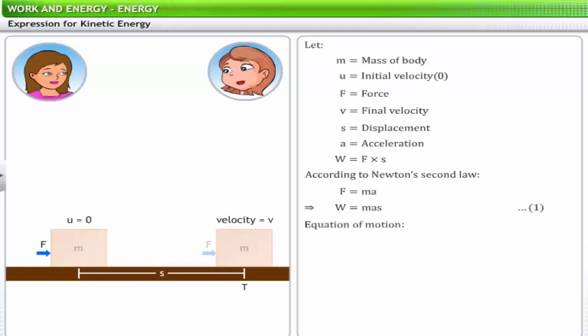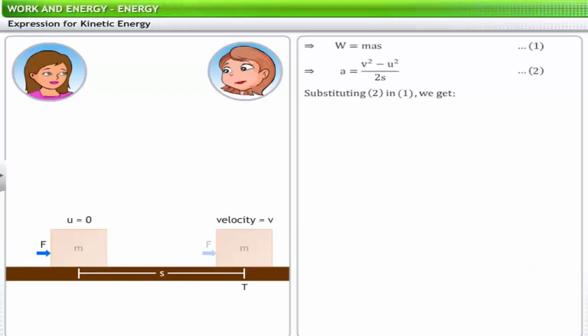According to equations of motion, for a body in linear motion, the relation between initial velocity u, final velocity v, acceleration a, and the displacement of a body s is given as v² = u² + 2as. Thus, acceleration a is equal to (v² − u²) divided by 2s. Let this be equation 2.